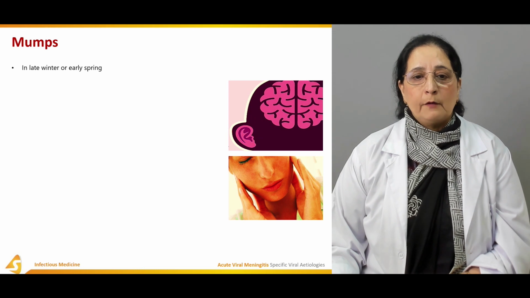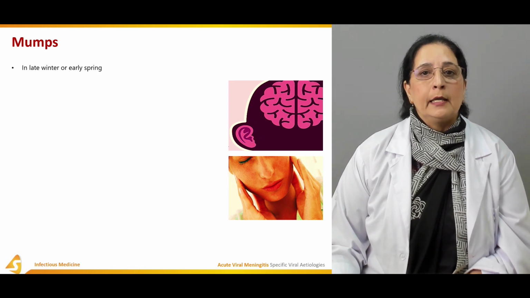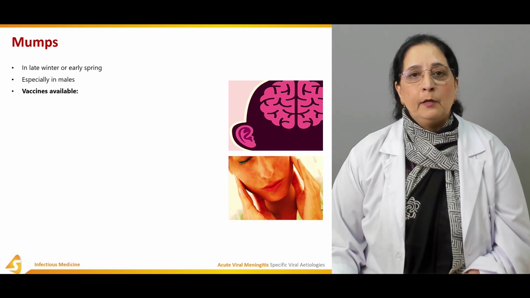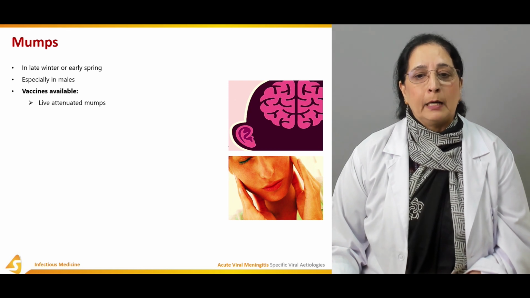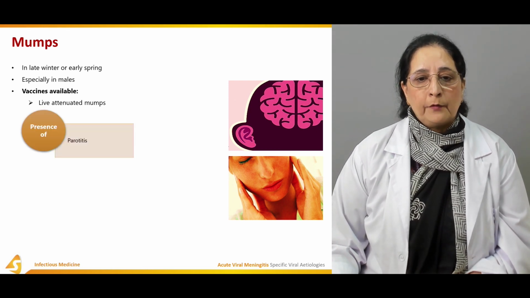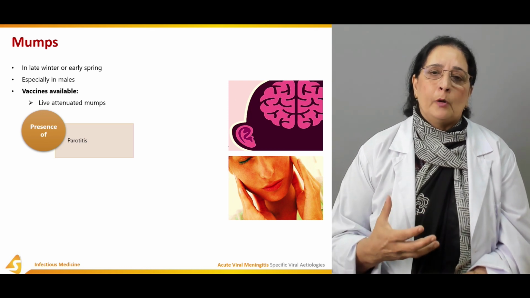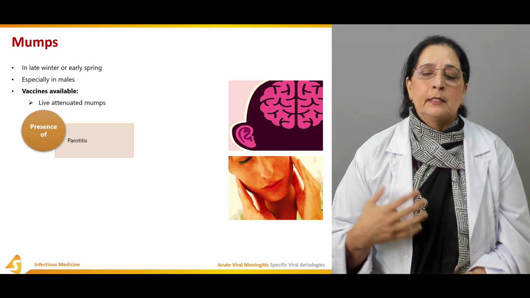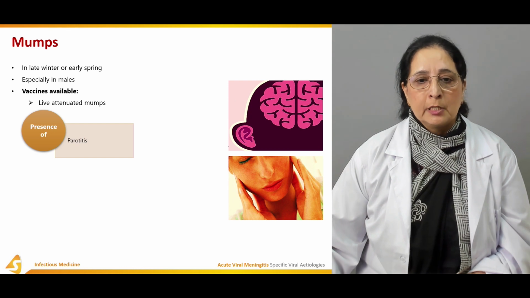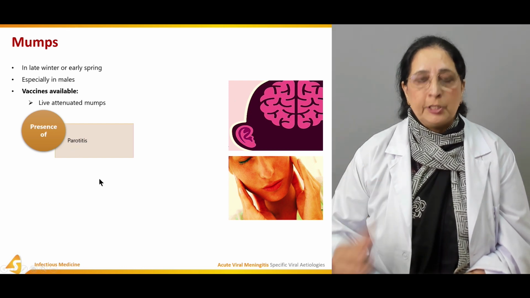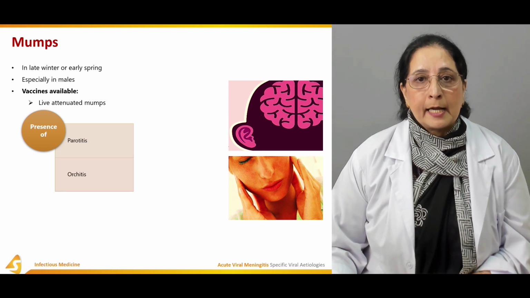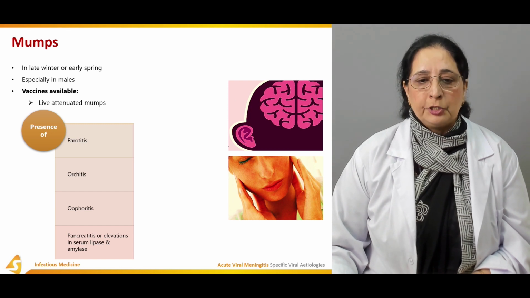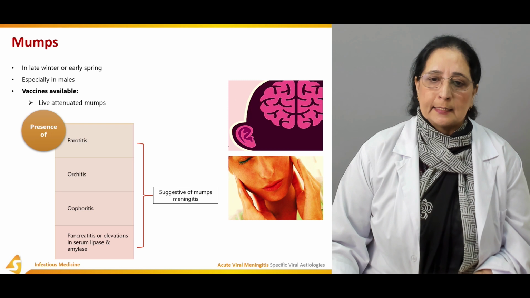Next, the mumps virus, in late winter or early spring season, especially in males. A vaccine is available, the live attenuated mumps vaccine. Presence of parotitis. Mumps can cause sterility in males, orchitis and different complications. So it can cause parotitis, inflammation of the parotid glands, orchitis, oophoritis, pancreatitis, or elevation of lipase and amylase.